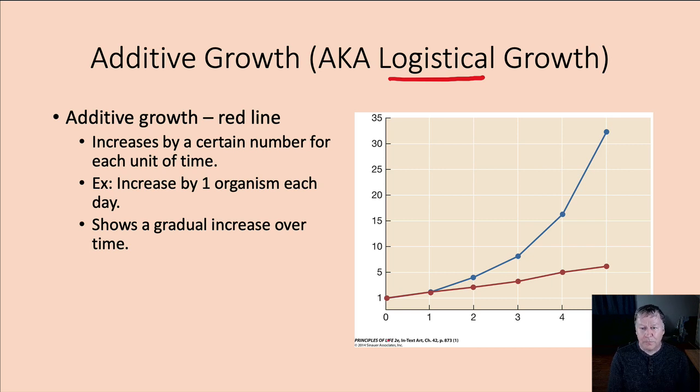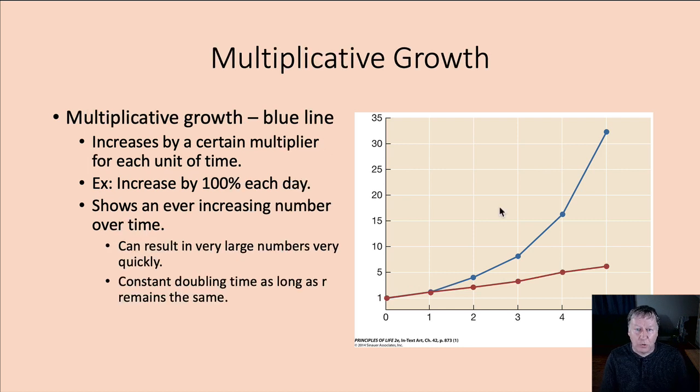For example, we start off with one organism, and after each unit of time, we add one more. So after 1 unit of time, we now have 2, then 3, then 4, then 5, then 6. And we can continue doing this, and it will cause a gradual increase over time. But let's compare that to multiplicative growth.